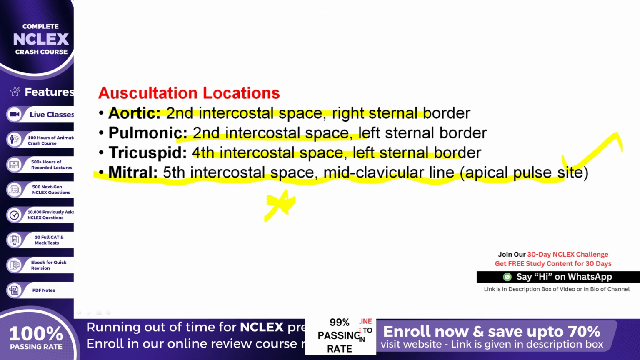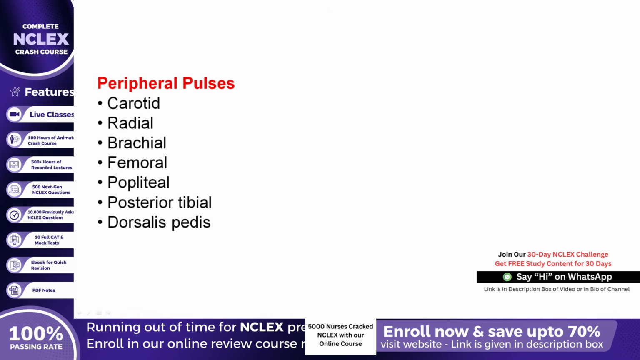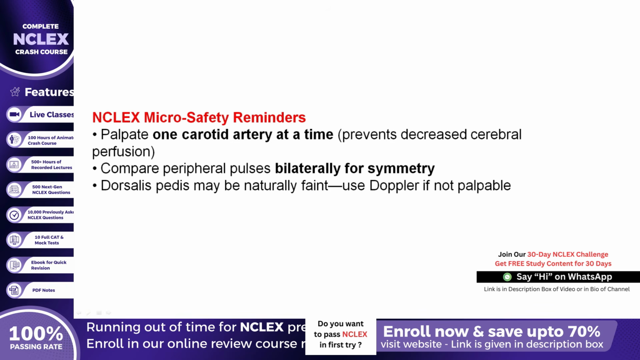And as we finish with peripheral pulses, remember that these include the carotid, the radial, the brachial, the femoral, the popliteal, the posterior tibial, and the dorsalis pedis. As we move into these NCLEX microsafety reminders, remember that every small action can have a major impact on client outcomes. First, palpate one carotid artery at a time because doing both together can decrease cerebral perfusion. Next, always compare peripheral pulses bilaterally for symmetry so you can immediately identify any differences.